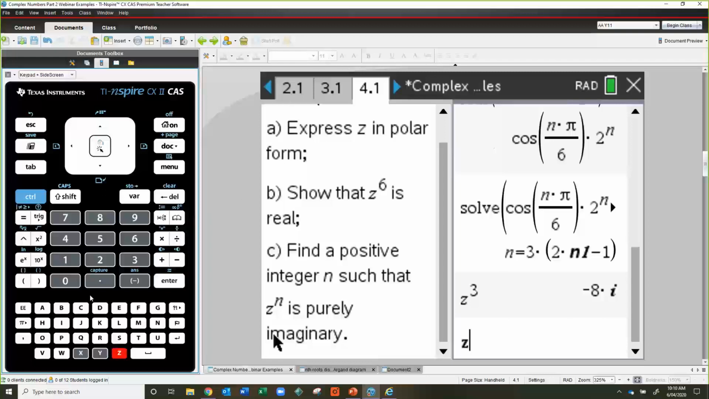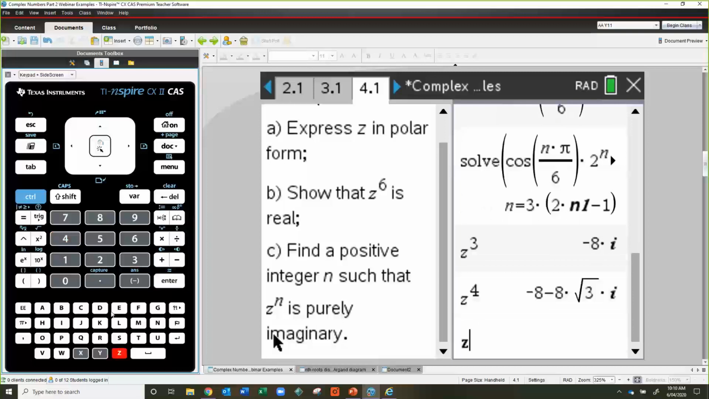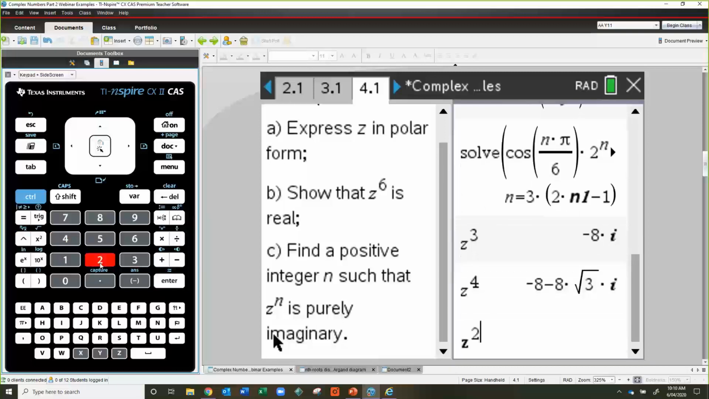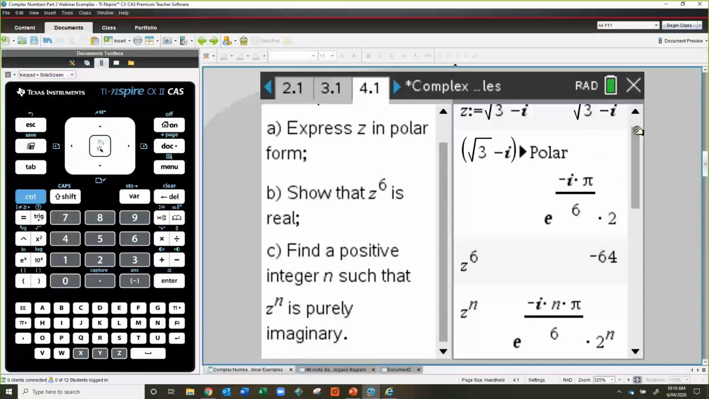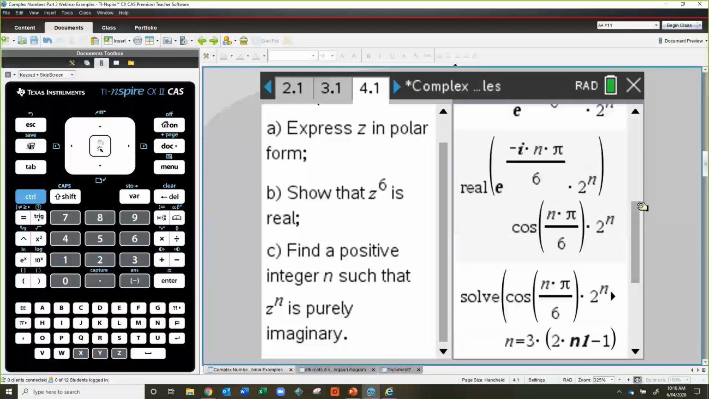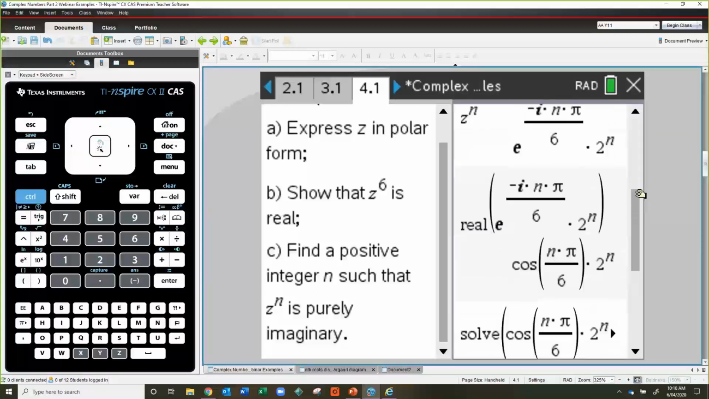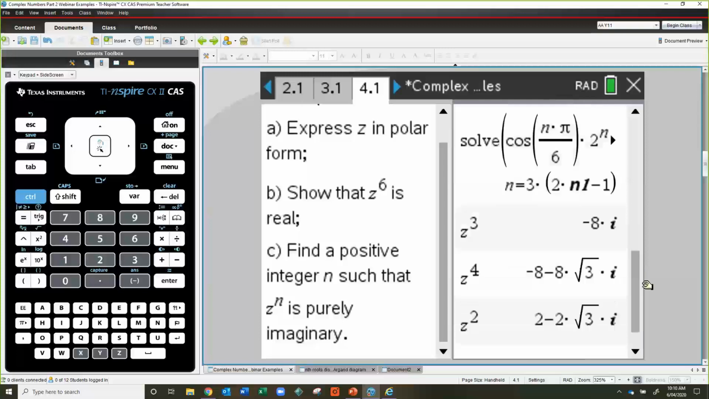If you want to convince yourself, you can check other powers and you will see that it's not what we want, squared, and so on. So the smallest positive integer here will be 3. So what we did again, we changed to the polar form, we raised to the power 6, then we raised to the power n, found the real part, solved for 0, and then needed to deduce our number from solutions.